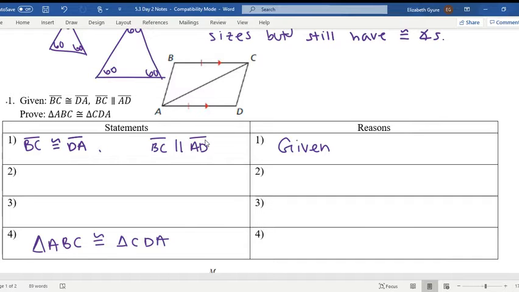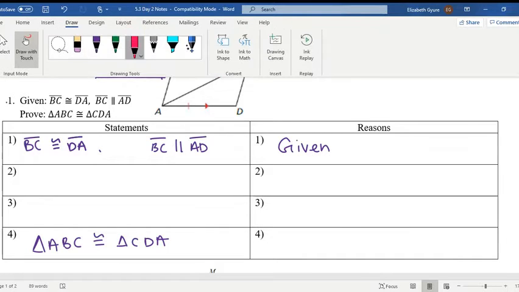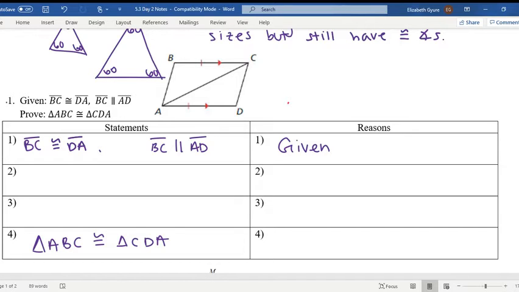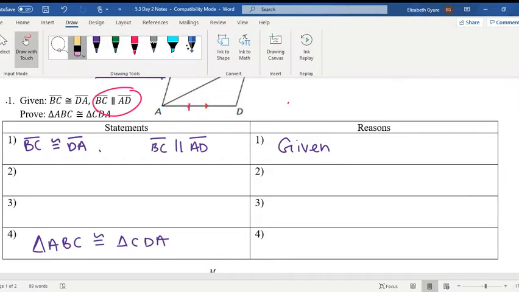Are we already given anything that's congruent in our picture? Or not in our picture, but in our given? Yep, we are given that segment BC is congruent to segment DA. So it's giving us a freebie set of sides. So there's one S. Then it's telling us, see these little triangles here? And here it says it's parallel, right? So the top and the bottom of this shape are parallel.